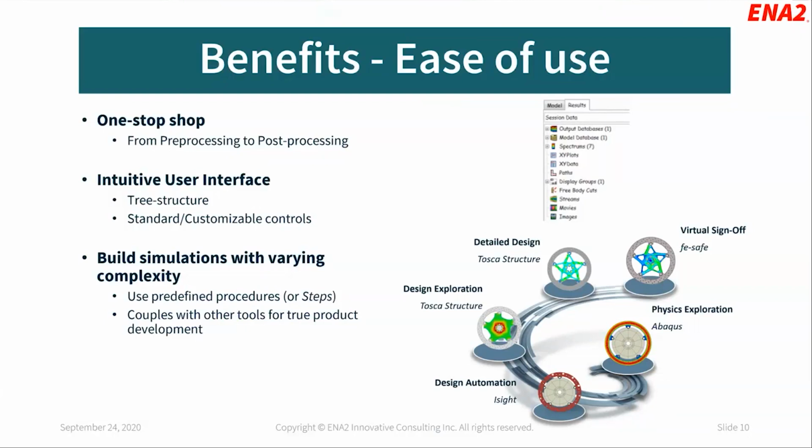You start with the physics exploration by running your FEA simulations within Abaqus, decide what your initial designs are going to be, and perform a process optimization by leveraging Isight. And if you prefer to take it a step further, you can do lightweighting of the product by means of Tosca Structure, and then you can perform durability analysis using fe-safe until you reach a point where you can virtually sign off on the product.